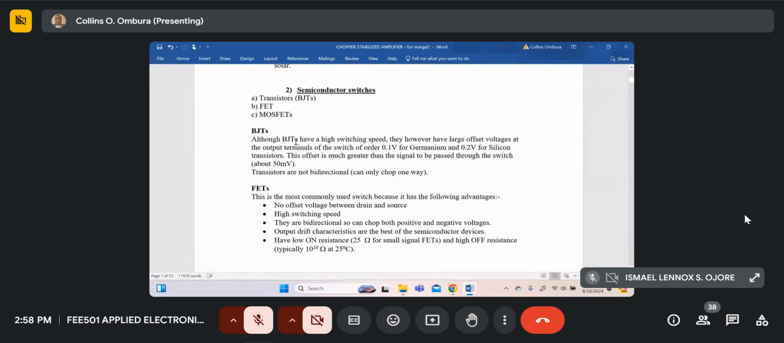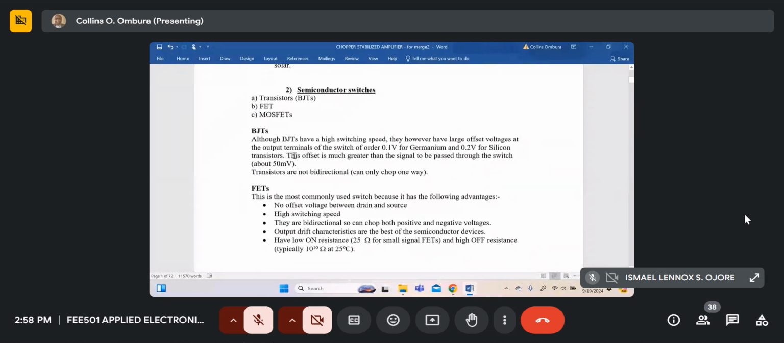I'll just read what I've written over here. I've said that although BJTs have a high switching speed, they, however, have large offset voltages at the output terminals of the switch of order 0.1 volts for germanium and 0.2 volts for silicon transistors.